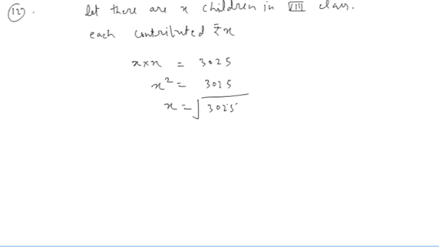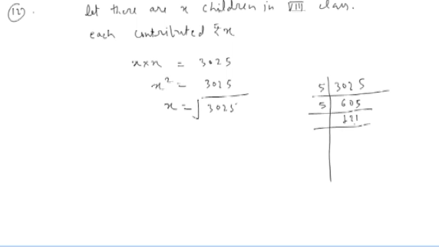x is equal to the square root of 3025. Find the square root of this number. So find its prime factors. 3025, I'm starting with 5, 5, 11 and 11. So it is a square of 55. So x is equal to 55. So there are 55 students in class 8. This is our answer. And solve the MCQ by yourself. Okay, do all MCQ questions. So we have completed exercise 3A.